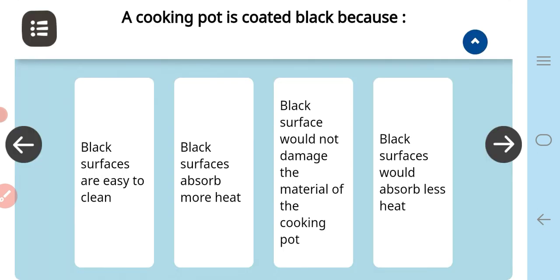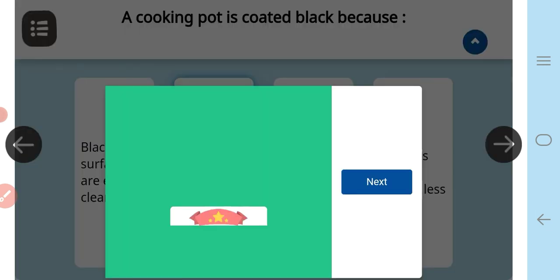Next, a cooking pot is coated black because black surfaces are easy to clean, black surfaces absorb more heat, black surface would not damage the material of the cooking pot, or black surface would absorb less heat. If you have read the properties of black color, you should know that our elders tell us not to wear black clothes in summer because they absorb more heat. That's why the answer is B.